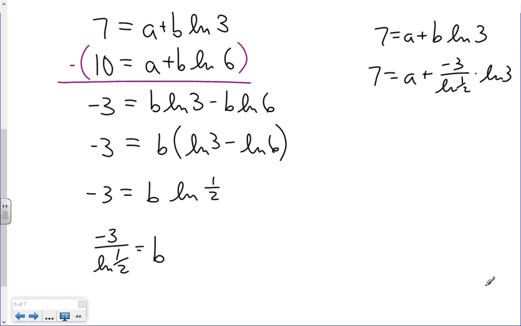And so now I guess I can add that quantity to the other side, since I've got a negative 3 in there, to solve for A, it looks like. So A is going to be 7 plus the 3 over the natural log of 1/2 times the natural log of 3 is our value for A. I'd suggest we come up with decimal approximations for those since those don't look like nice numbers. Let's grab our calculator and do that.